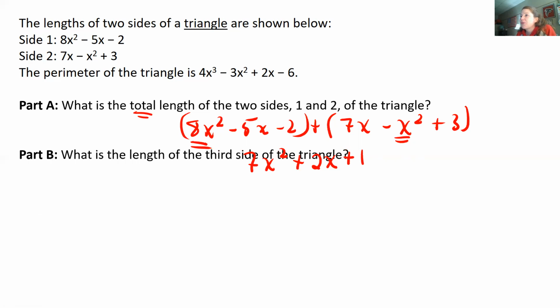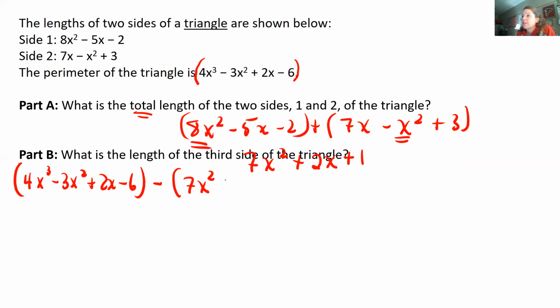Now it asks, what is the third side of the triangle? Well, we know the perimeter and we know the combination of 2 sides. So to get the third side, what are we going to do? We're going to subtract. We take our total perimeter, and from that, we subtract the sum of our first 2 sides. Make sure you put those in parentheses, because hopefully that will remind you to distribute that negative sign to everything in the parentheses, okay?